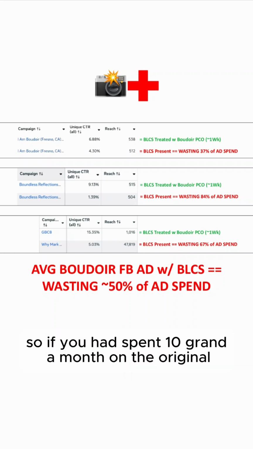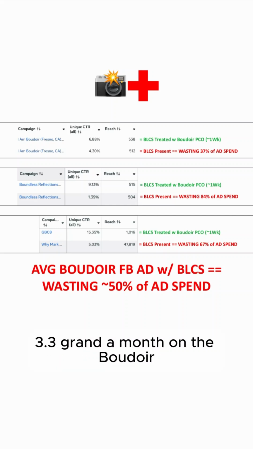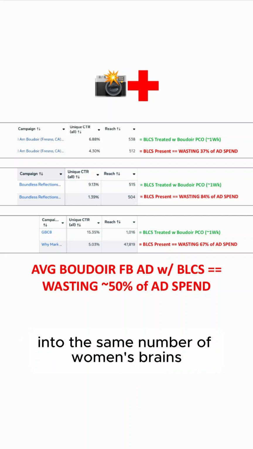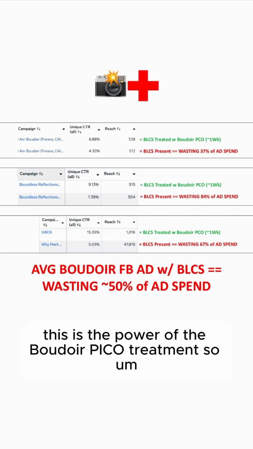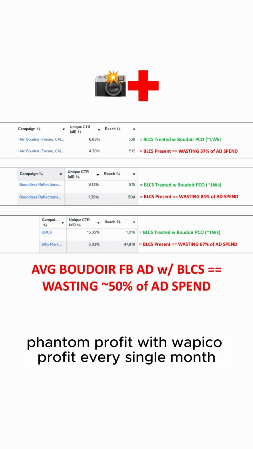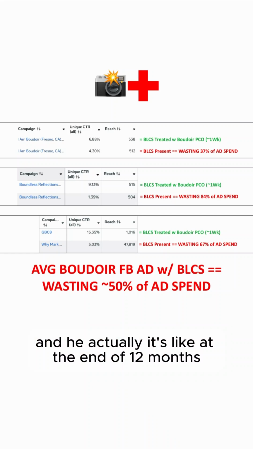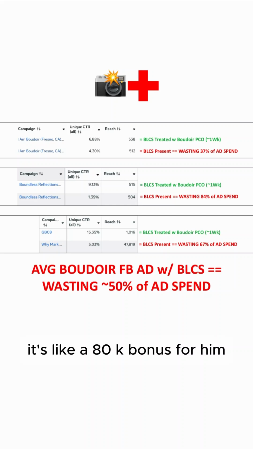So if he was spending 10 grand a month on the original Boudoir Facebook ad, now he only needs to spend 3.3 grand a month on the Boudoir Pico treated ad in order to get it into the same number of women's brains. This is the power of the Boudoir Pico treatment. And that difference, 6,700 bucks, he no longer has to spend. He pockets it. Phantom profit, Boudoir Pico profit. Every single month he profits that because he now no longer has to spend it. And at the end of 12 months, it's like an 80K bonus for him.